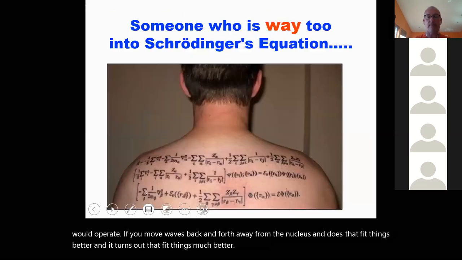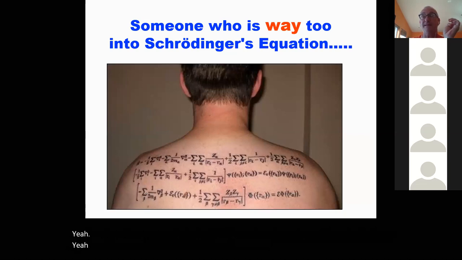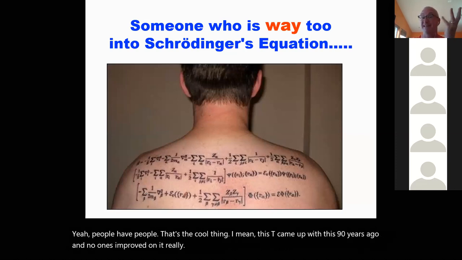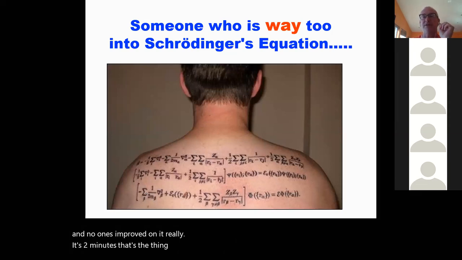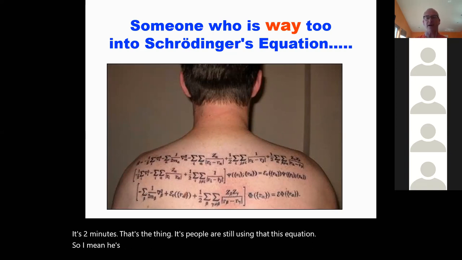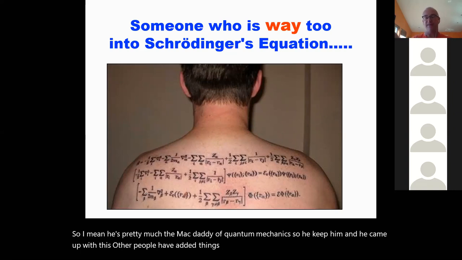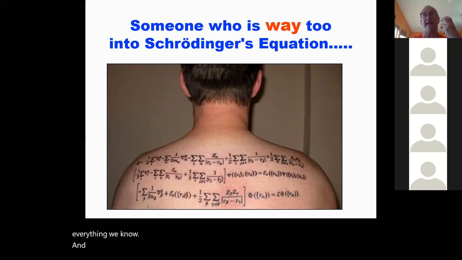So this equation is correct? Yeah. Wow. Yeah, people, that's the cool thing. I mean, he came up with this 90 years ago, and no one's improved on it, really. It's the thing. People are still using this equation. So, I mean, he's pretty much the Mac Daddy of quantum mechanics. He came up with this. Other people have added things to it. But this is the basis of everything we know, and all of the calculations and everything else is the basis of that.